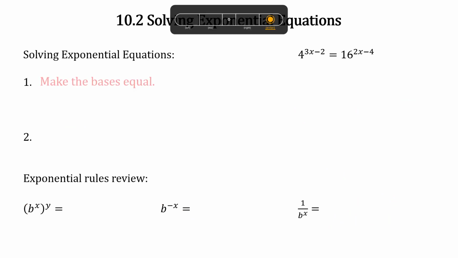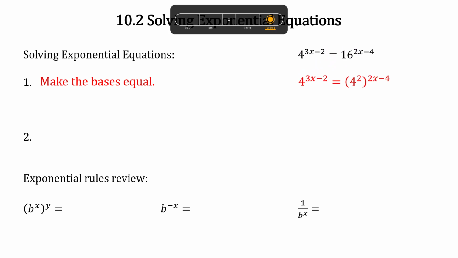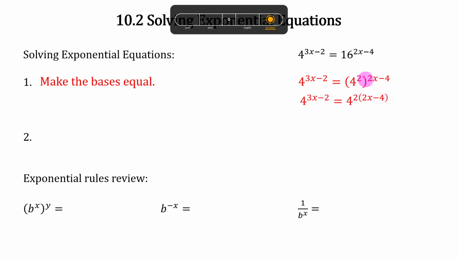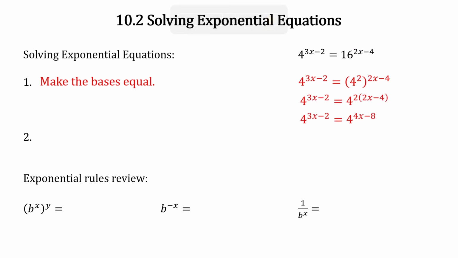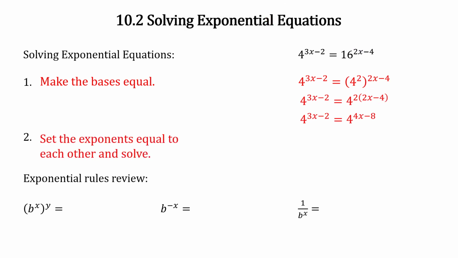So the first step to solving exponential equations is to make the bases equal. So I've got 4 here and 16. Well, I can turn 16 into 4 squared. I'm not going to do anything with the left, but on the right, I'm going to have to multiply 2 times 2x minus 4 and get 4x minus 8. Then I'm going to set the exponents equal to each other and solve.